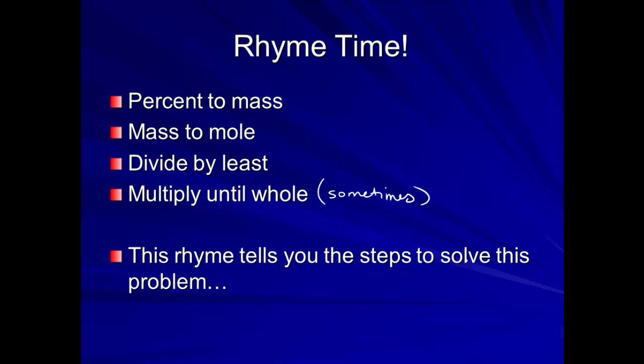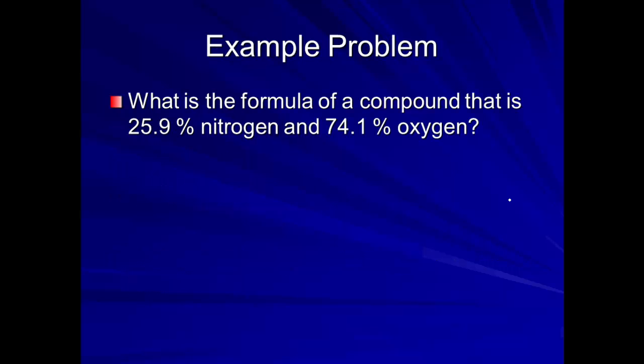So that fourth step isn't always required, and I'll show you one example where it is and one example where it isn't. Again, these are simply the steps to solve these problems. And so we're going to look at an example together and walk through all four of these steps. And you'll see that these problems are basically putting together skills that you already know. So here's an example problem. What is the formula of a compound that is 25.9% nitrogen and 74.1% oxygen?